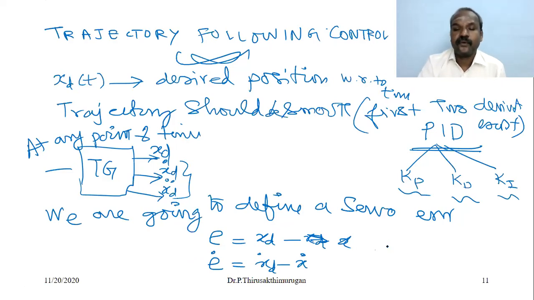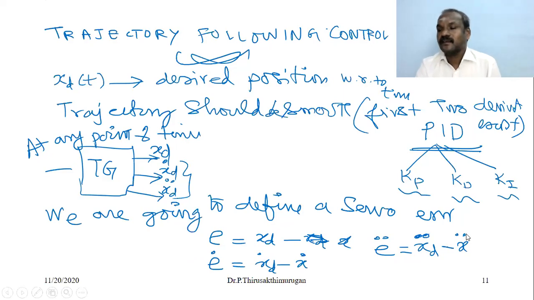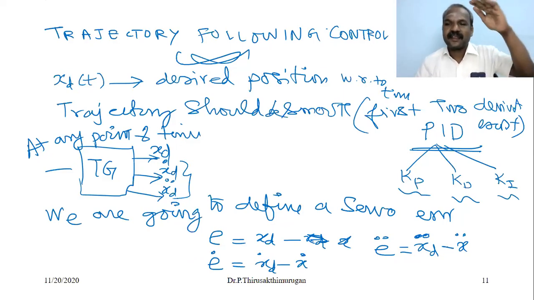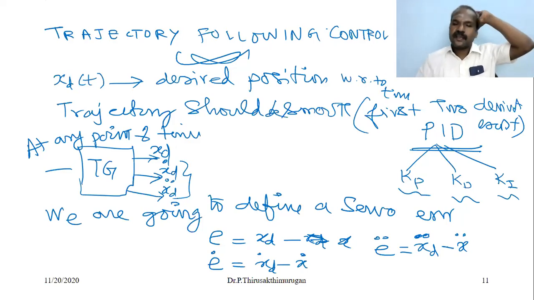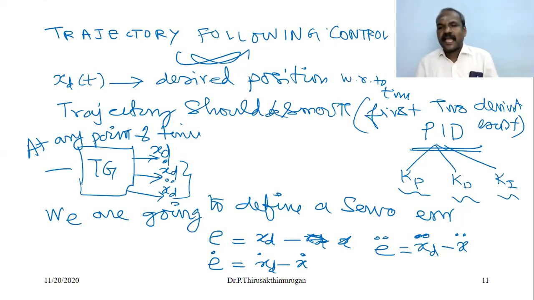Similarly, for the second order error derivative, what is that? Xd double dot, the desired, minus x double dot. Understand? So the error is the difference between the desired trajectory and the actual trajectory. The servo error between the desired and the actual position is E equal to x desired minus x actual.